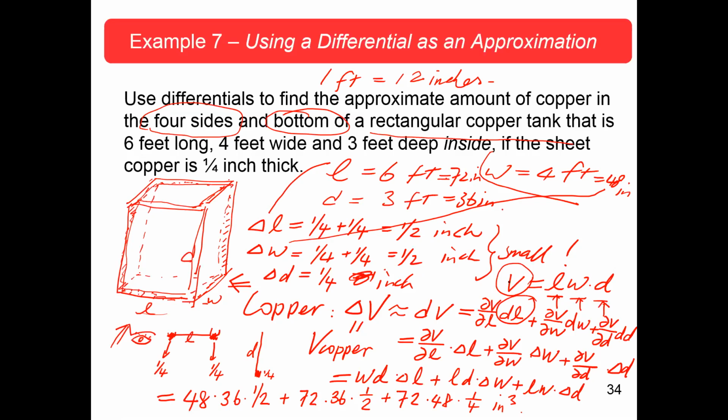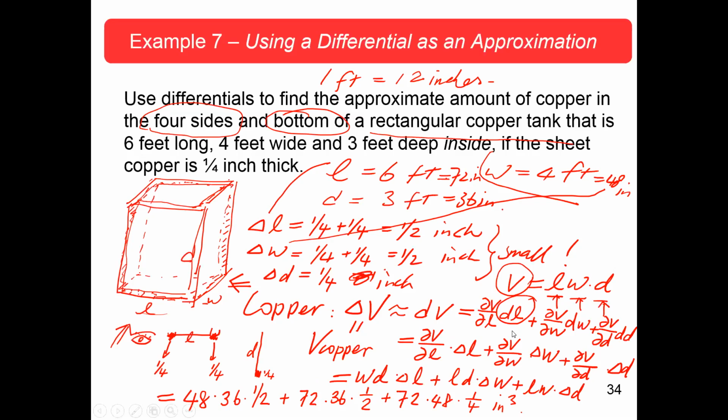Now, because the volume is calculated by length times width times height, which is length times width times depth here, and each of these increments L, W, and D are very small, the change of the volume could be approximated by the differential of the volume. Therefore, we'll just use the formula, right? The differential volume will be the differential of the length times its partial derivative, plus the differential of the width times its partial derivative, plus the differential of the depth times its partial derivative. And then just plug in the corresponding numbers.